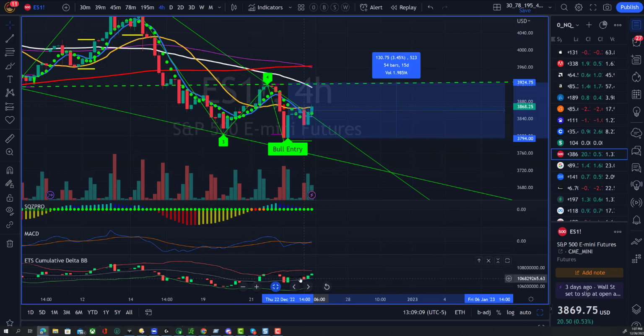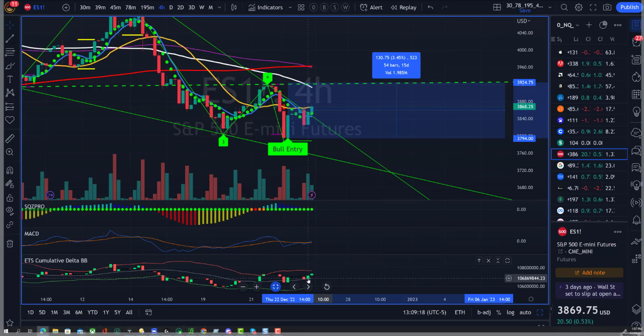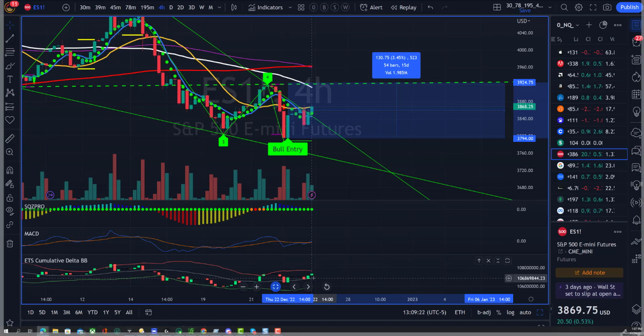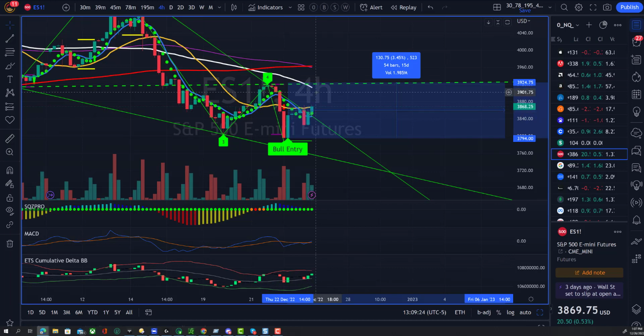In terms of the volume, it is showing that the volume is biased on the buying side, because the volume here is above the mean of that Bollinger Band. So that gives me an idea that there's going to be more upside.